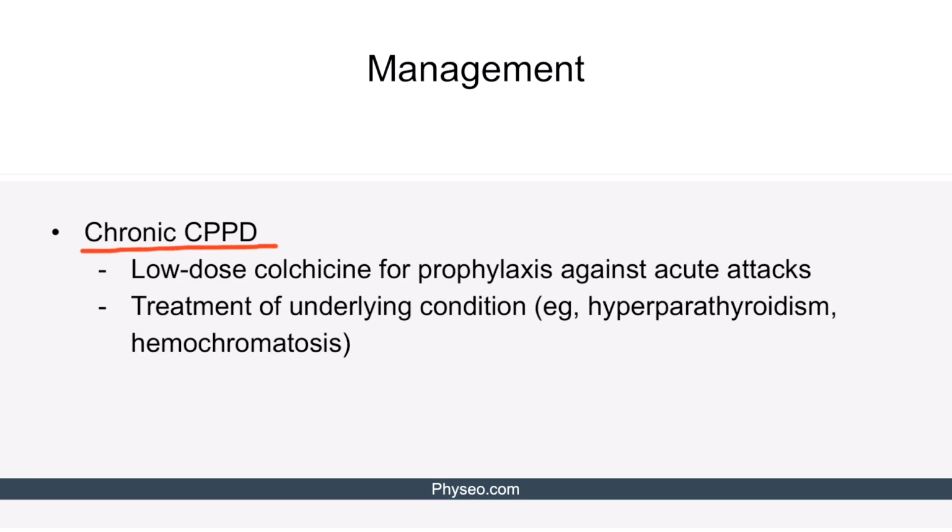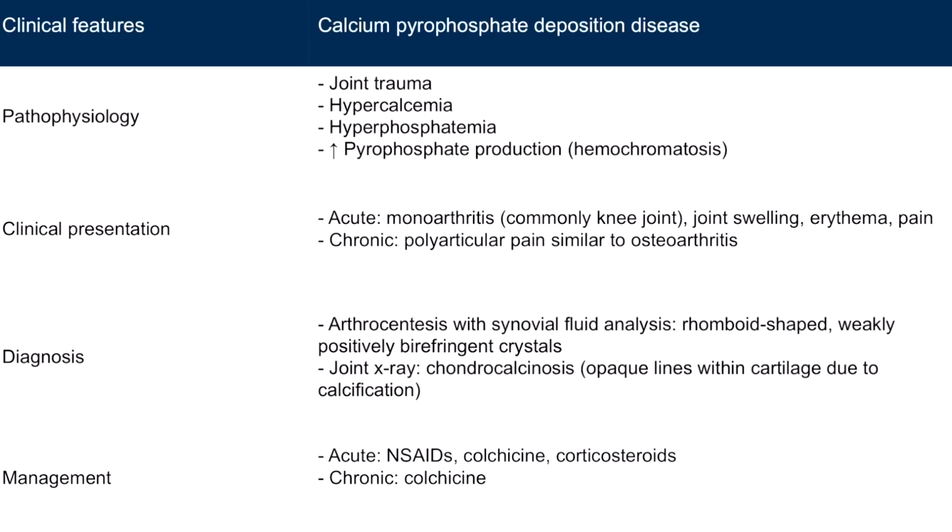Chronic calcium pyrophosphate deposition disease is treated with low-dose colchicine for prophylaxis against the acute attacks. We should also treat any underlying conditions such as hyperparathyroidism or hemochromatosis. Here we have the table summarizing similarities and key differences between gout and calcium pyrophosphate deposition disease. Please pause the video and take a moment to consider this table.